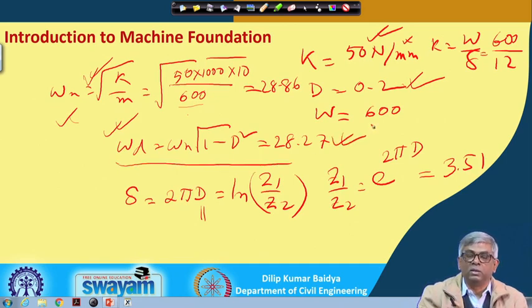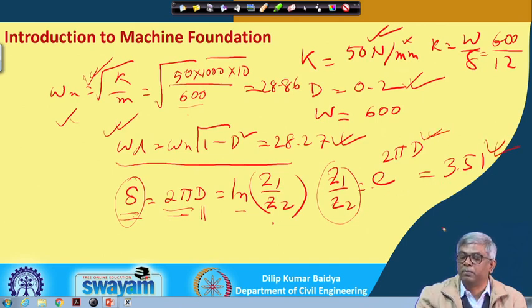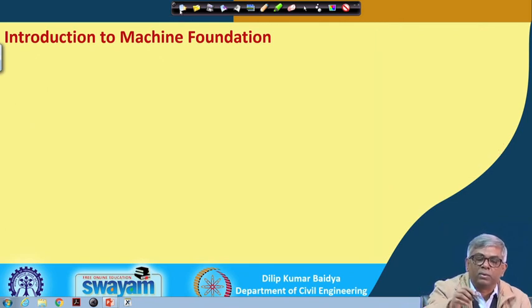Further, the last point asked was to find the ratio of successive peak. We know that the ratio of successive peak, when you put it in logarithm, is called logarithmic decrement, and that is 2 pi D, so delta equals 2 pi D equals ln z 1 by z 2. So, z 1 by z 2 will be e to the power 2 pi D, and if you put the damping value here, then we directly get z 1 by z 2 as 3.51. That means the first peak will be 3.51 times the second peak. Okay. So, this is problem number 1.